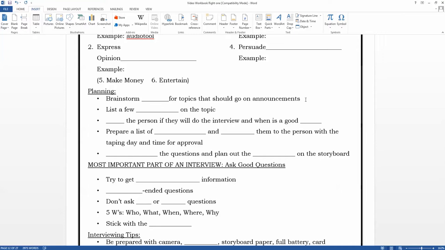List a few people, experts is actually what I want on the blank. List a few experts on the topic. So who are the experts on the topic? A lot of kids like to pick the person first and say, I want to interview so-and-so. You should actually pick the topic first, and then you find the expert on the topic. So expert goes on this line. An expert is a person who is very knowledgeable on that topic.